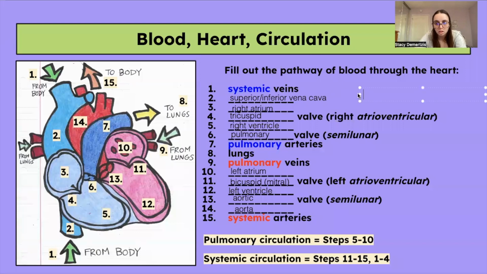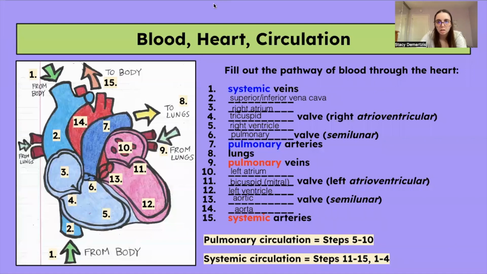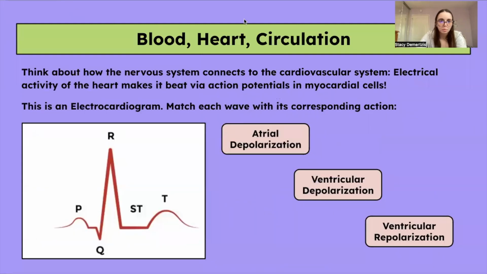If I go to the next slide, I think the text will follow. So yeah, all right, I'll have to clear that. Okay, good job answering that. Okay, so that is the pathway of blood through the heart.